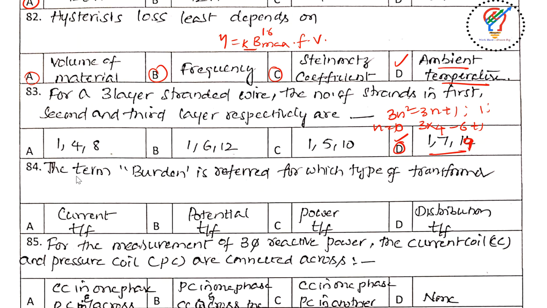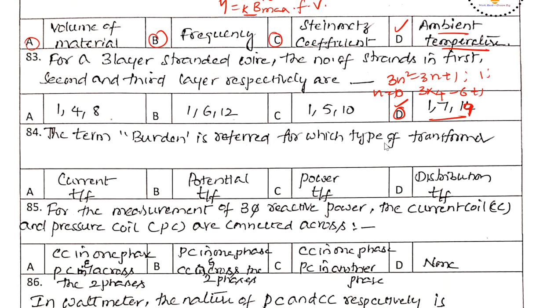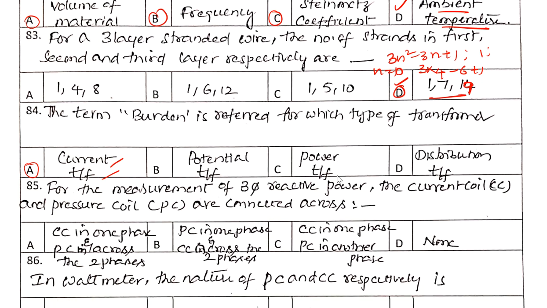Let's move to the next question here. The term burden refers to which type of transformer? The term burden is referred to the current transformer. Why? Because it has a few turns of winding, when the current carrying is more and the voltage drop is less. So burden refers to current transformers. The other options are potential transformer, power transformer, and distribution transformer.